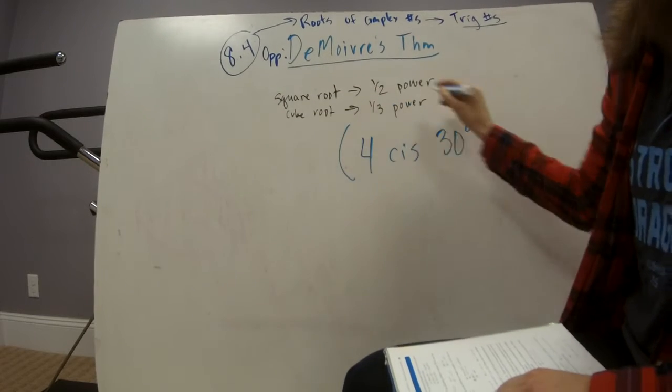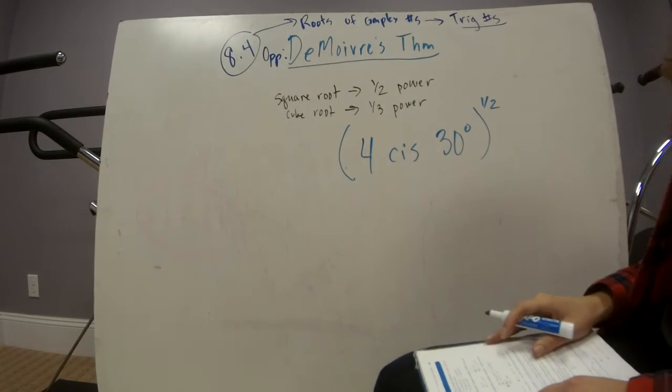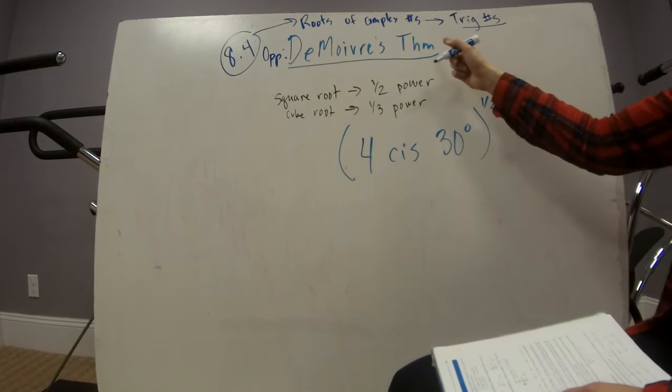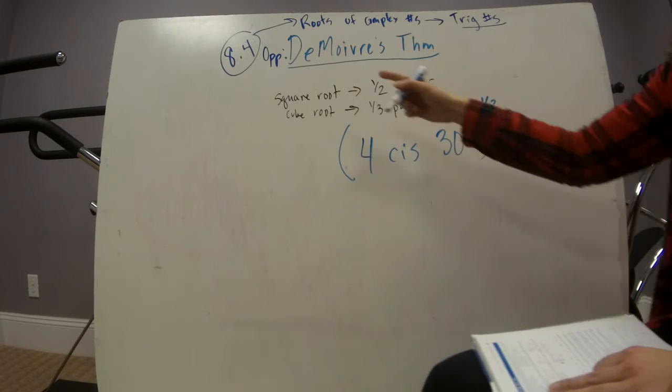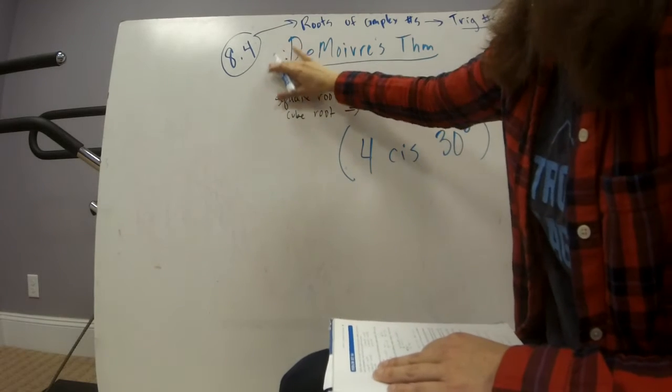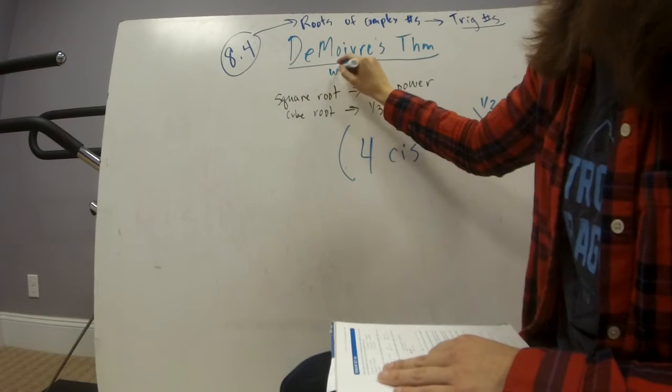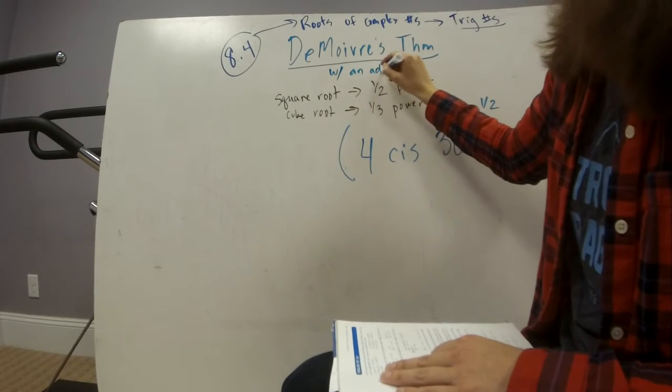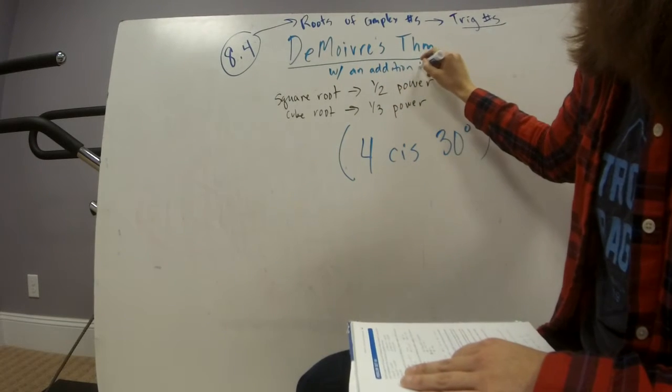Now, square roots is a 1/2 power, all right? So it's like de Moivre's theorem. And so what's weird is it's not quite the opposite of de Moivre's theorem. It really is the same as de Moivre's theorem. Maybe I should say it's de Moivre's theorem with an addition to the theorem.